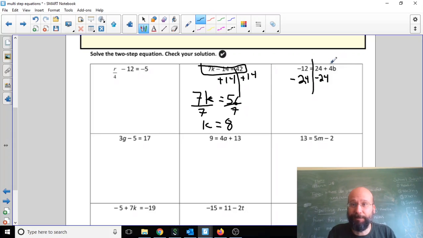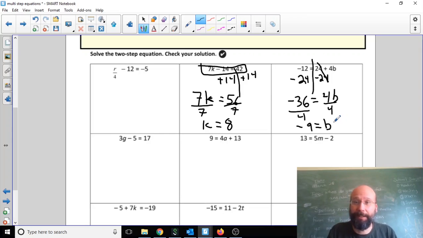And again, I'm not going to start with this multiplication, 4 times b. I'm going to start with the addition or the subtraction. In this case, I need to subtract. So negative 12 minus 24 is negative 36 equals, this is 0. 24 minus 24 is 0. That's why we do the opposite to remove it. So all we have is 4b. And then I divide both sides by 4. Negative 36 divided by 4 is negative 9 equals b.